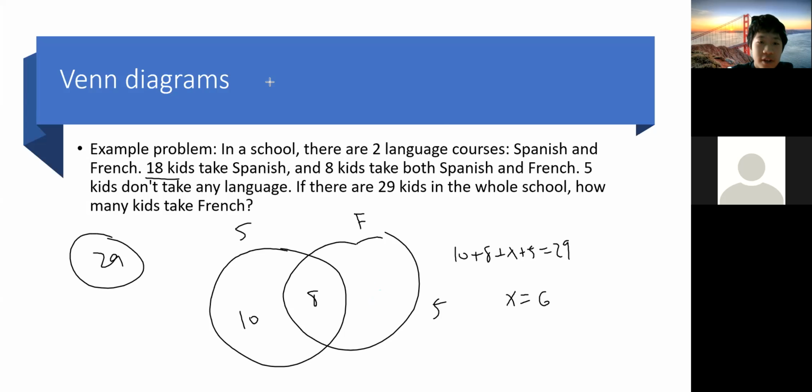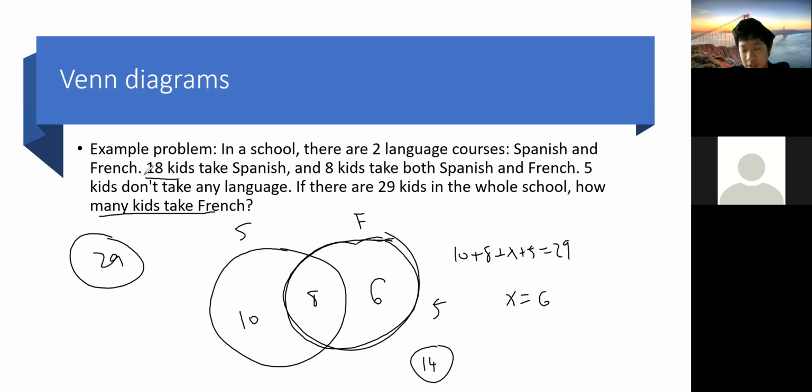Once we finish our Venn diagram, now I have to answer the question: how many kids take French? When it says how many kids take French, it means how many kids take French in total. We have to take everything in this circle, not just this area, because these kids are also taking French. So that's going to be 6 plus 8, 14. That's how you would use a Venn diagram to solve your counting problems.